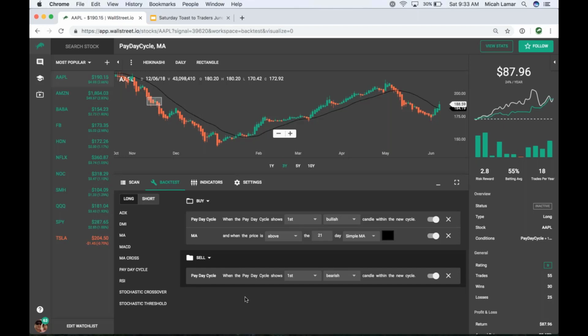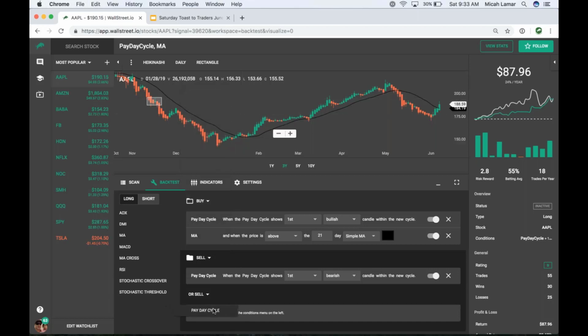And we're going to sell on the first bearish one. That's going to keep our risk really, really low. And I'm going to add a second sell condition. This is going to be a for-profit sell condition. So I'm going to go ahead and sell. And I'm going to do this.